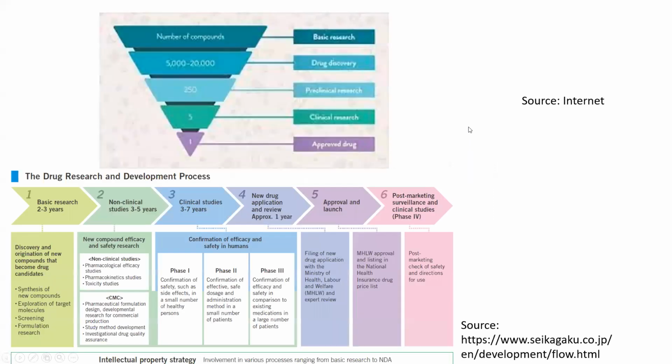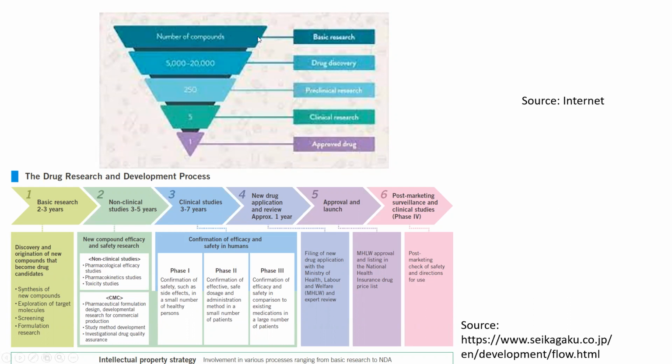Drug development involves a lot of stages. You can see that at the beginning of drug development, to make one approved drug, it starts with more than 20,000 compounds. Maybe sometimes we have to take around 1 lakh compounds. So it starts with 1 lakh compounds. Then this is called basic research.